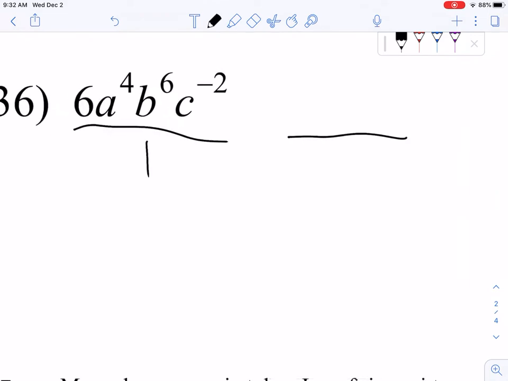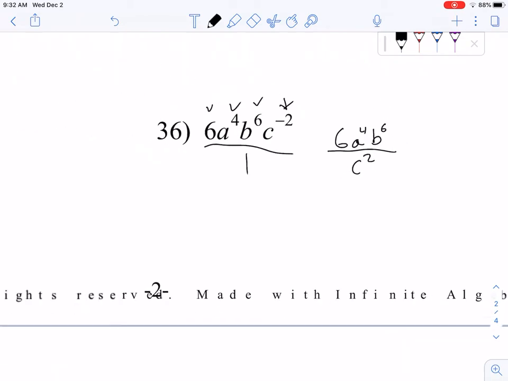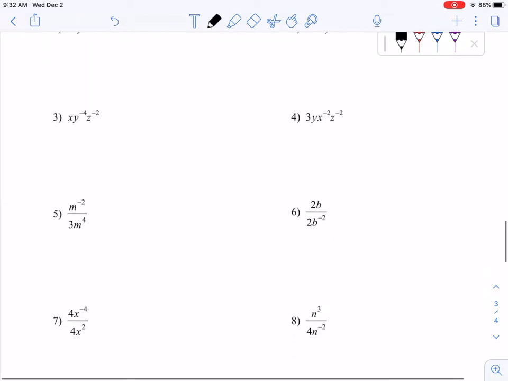And then 36. We have 6 can stay. A to the fourth can stay up top. B to the sixth can stay up top. C to the negative second needs to move downstairs to become positive. So we're just moving those things.